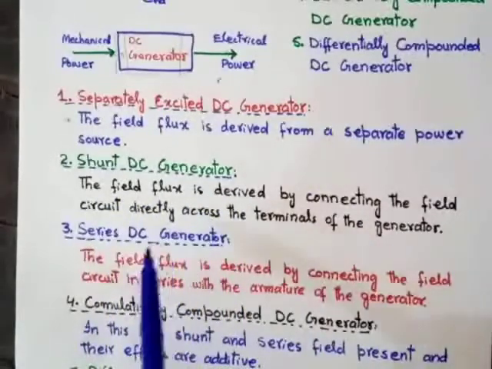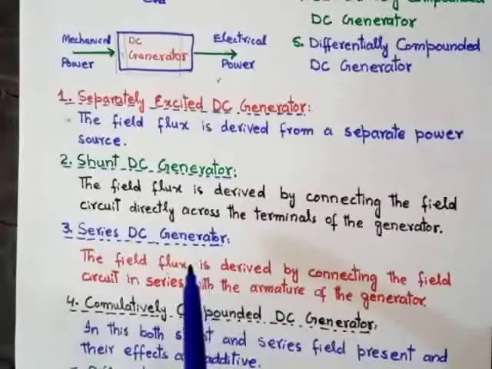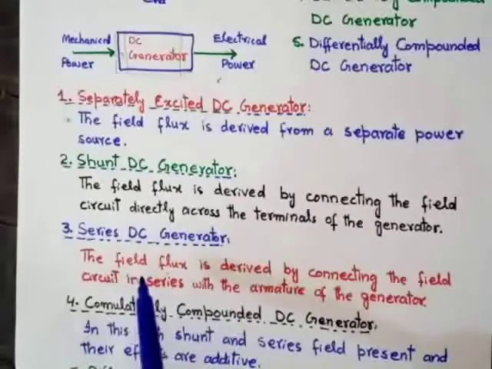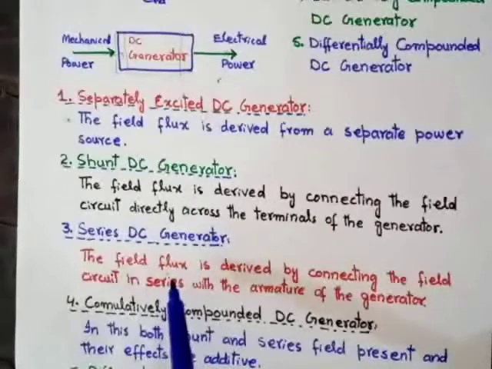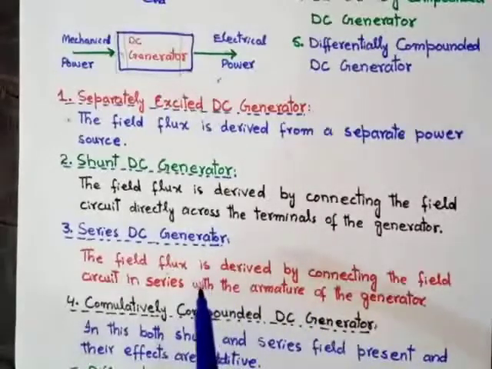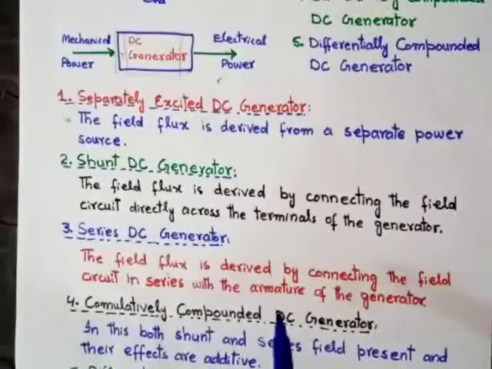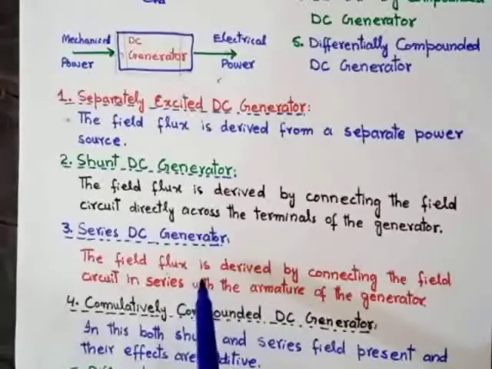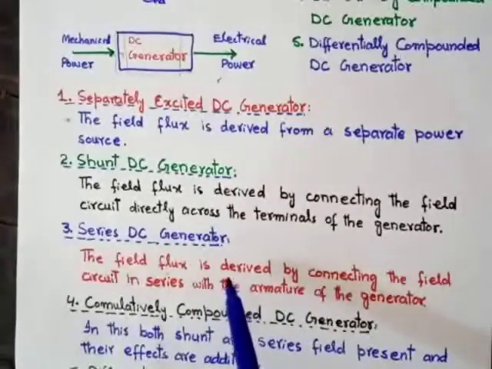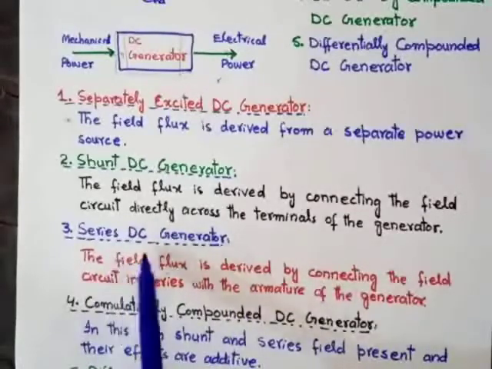So the third type is the series DC generator. What is the series DC generator? The series DC generator is the generator in which the field flux is derived by connecting the field circuit in series with the armature of the generator. It means in this type of DC generator, both the field winding and the armature winding are connected in series. If the field and armature winding are connected in series, then this type of generator is called the series DC generator.